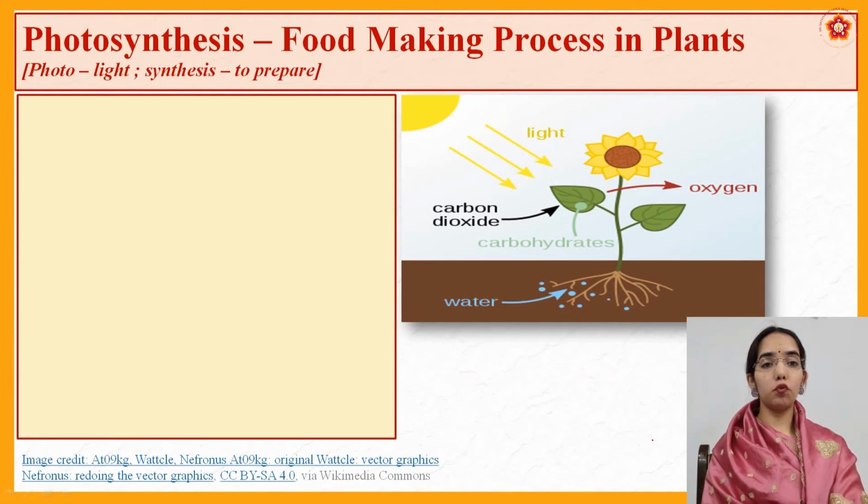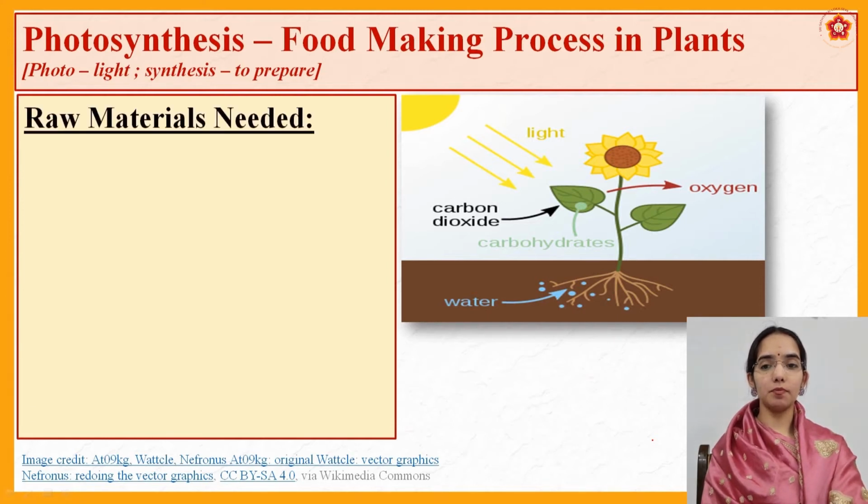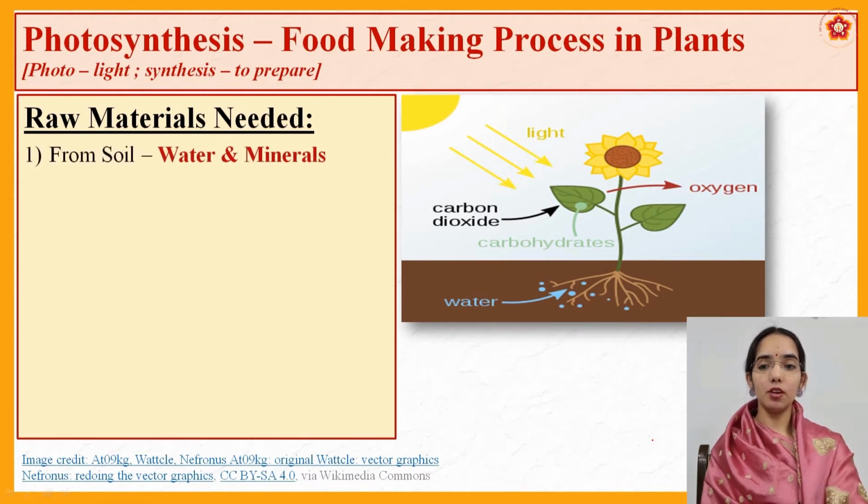Students, when we make food at our homes, we require some raw material, right? For example, if you have to make sambar, what is the raw material required? You will require some lentils, then many vegetables, spices, water, right? Now, plants also require raw material to make their food. From where will plants get their raw material? And what is that raw material? So, the first raw material is water, then minerals, and then carbon dioxide is also required.